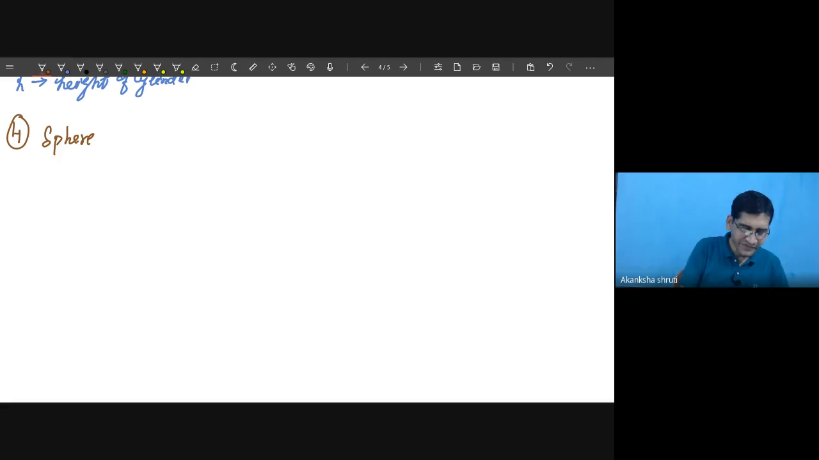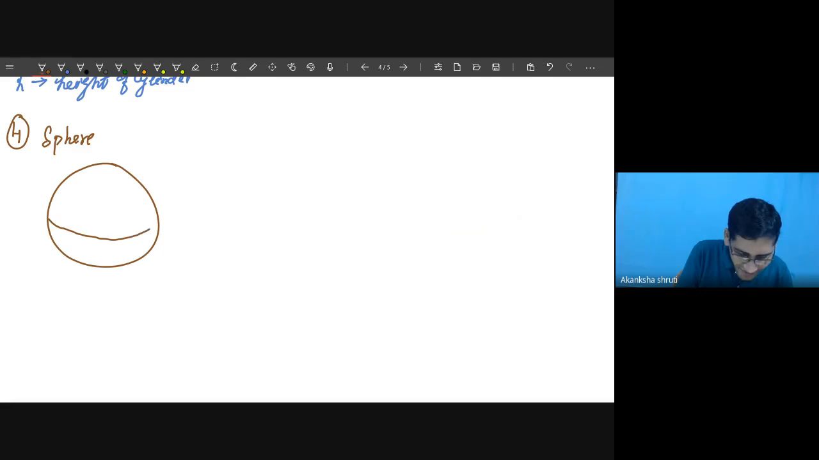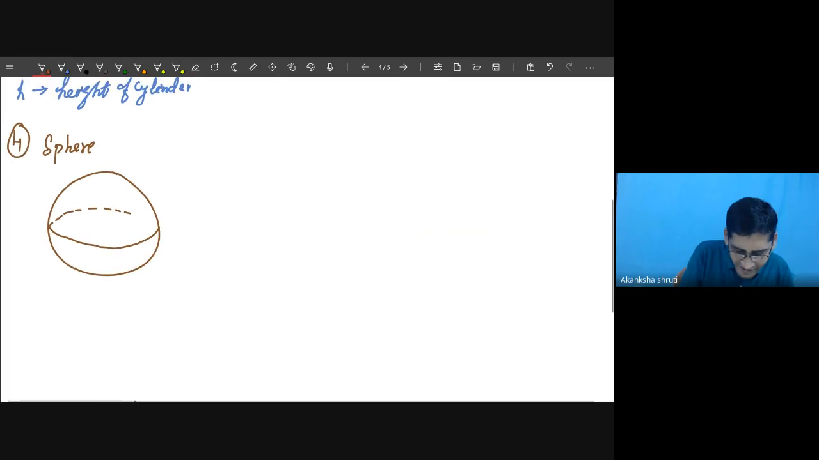So a sphere, this is the representation of a circle. So how to differentiate it? For that we are putting another boundary here and another one here.